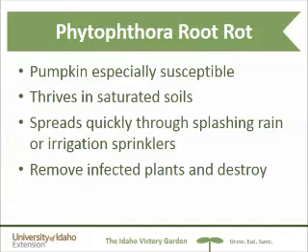So pumpkin seems to be one of the most susceptible. Another good reason to use drip irrigation or to be very cautious in the way that you irrigate. If you do think that you may have something like this, or you see plants that are showing these kinds of symptoms, remove the infected plants right away and destroy them so that you're not spreading it throughout the field or the garden.